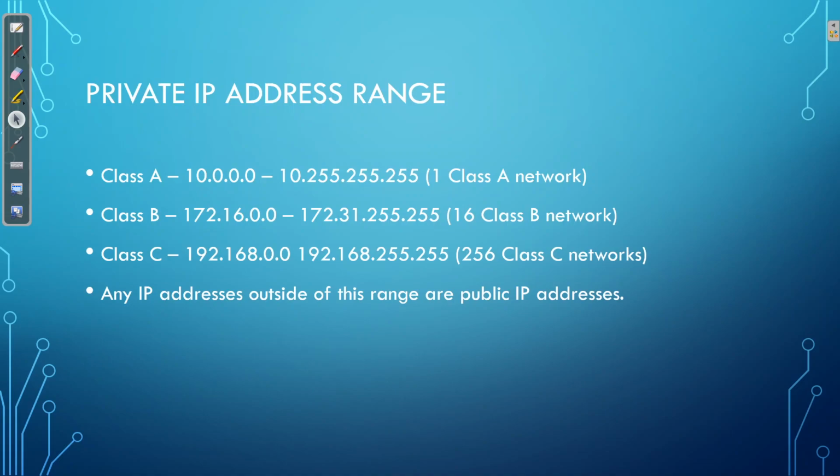Class A addresses within the range 10.0.0.0 through 10.255.255.255 are all private use only. So that's one Class A network. Class B addresses between 172.16.0.0 through 172.31.255.255 are reserved for private use only. So that's 16 Class B networks reserved for private use only.